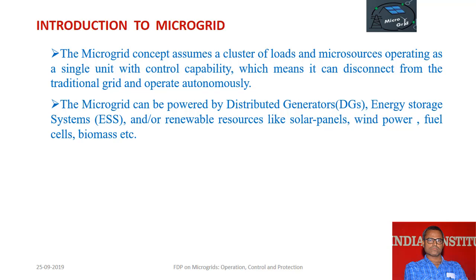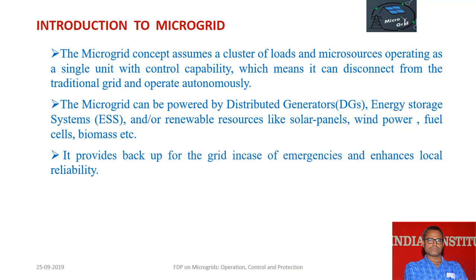And the microgrid can be powered by distributed generation, energy storage systems, and renewable sources like solar panels, wind power, fuel cells, and biomass. So these are the components of generating units which can supply power or energy to the microgrid.